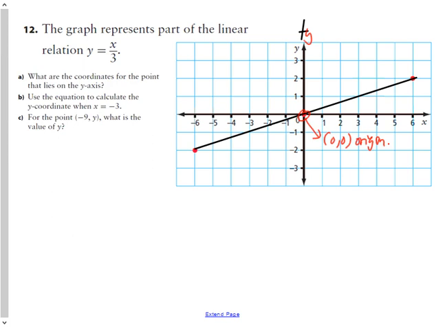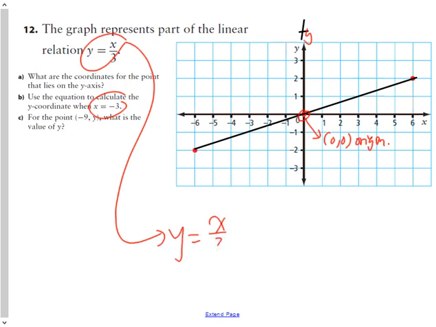Use the equation to calculate the y-coordinate when x equals negative 3. So again, take my equation, y equals x over 3, and substitute x for negative 3. What would the y value be when x equals negative 3? Well, negative 3 divided by 3 is negative 1. Let's see if that's right. There's x negative 3. If I go down here and find this point, what is the corresponding y value? Y is negative 1.